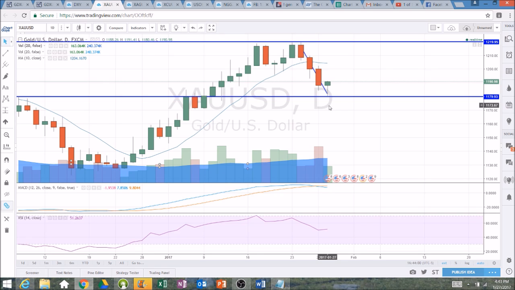So lots of talking, lots of rambling. Need a bullish reversal candlestick on Monday. We'll check back in and see if it follows through.